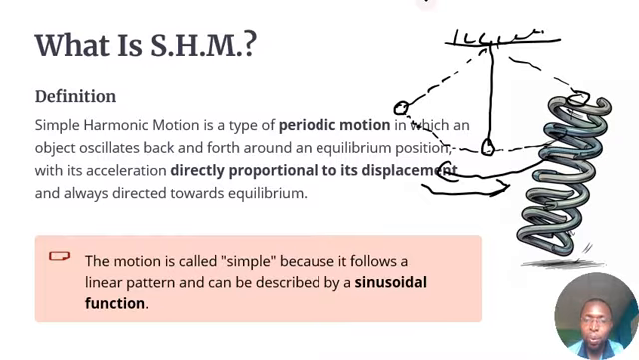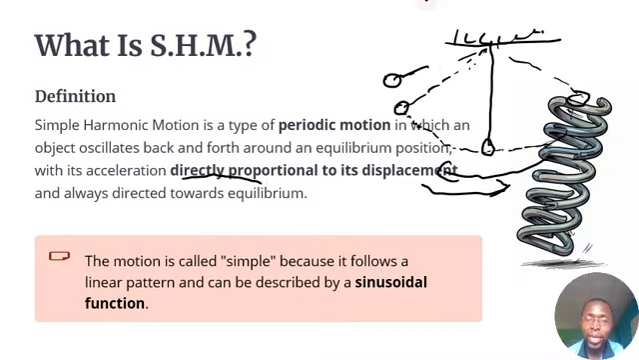Now this displacement here, if it is a very short displacement, the acceleration too will be small. But if the displacement is high, maybe instead of taking it to this length, you bring the ball to this point, then the acceleration at which it will move will also be high. That's why we say that the acceleration is directly proportional to the displacement. So the more the displacement, the more the acceleration.